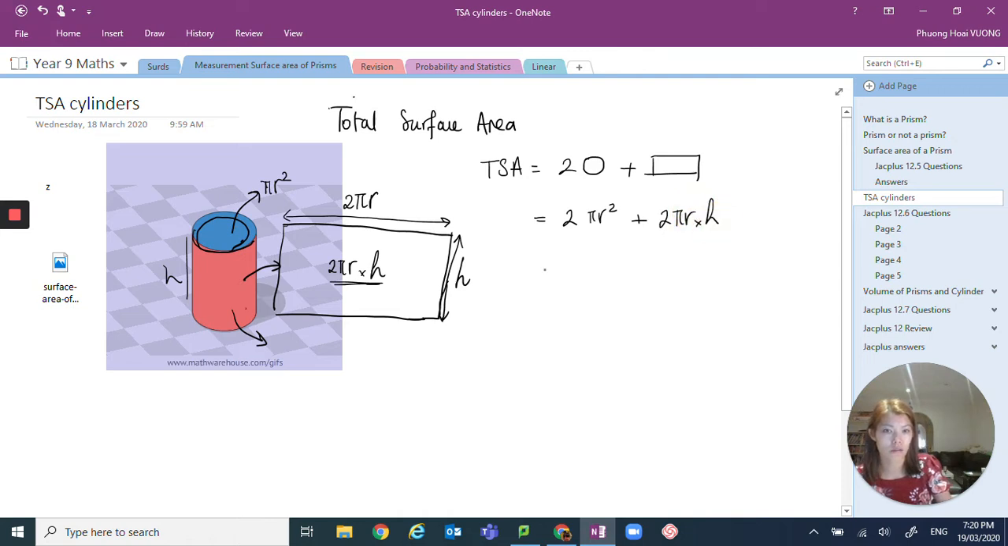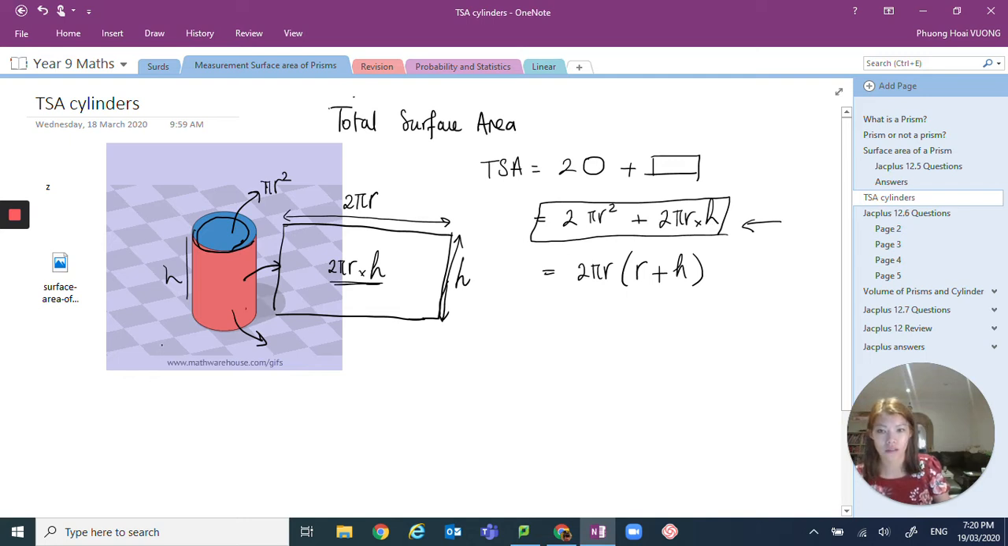Now, sometimes the books like to simplify it as 2 pi r. They take that out as a common factor, and we're left with r plus h. This may be simpler, but I prefer this line over here personally because it means I don't have to memorize the formula. I just remember there's two circles, pi r squared, and the circumference times the height of a cylinder.